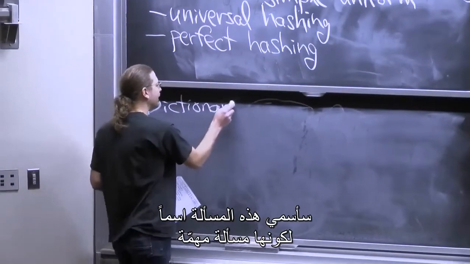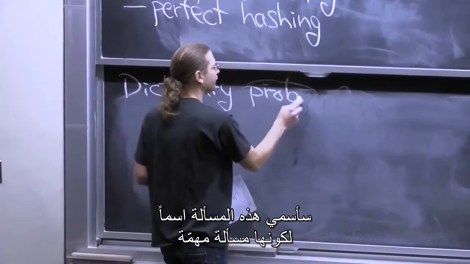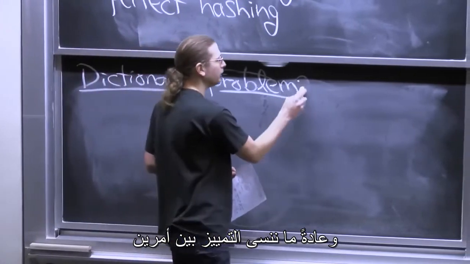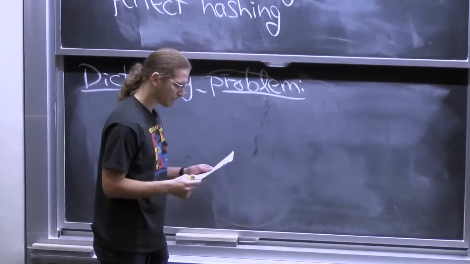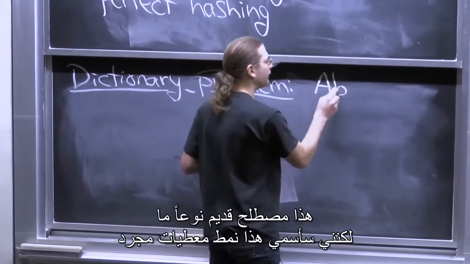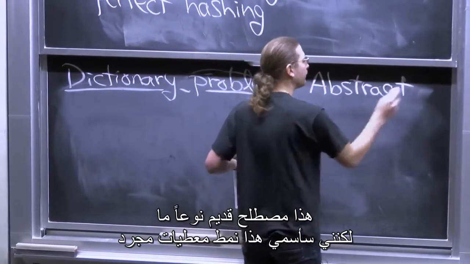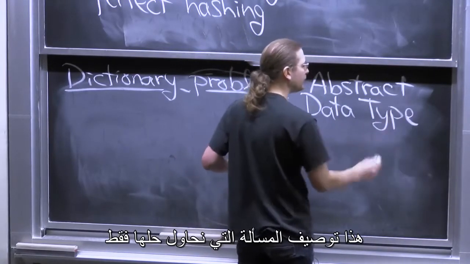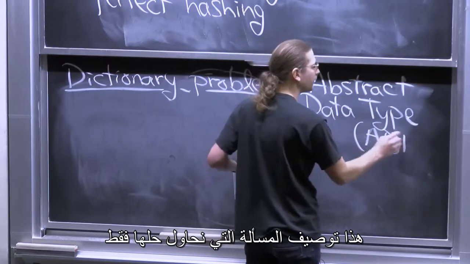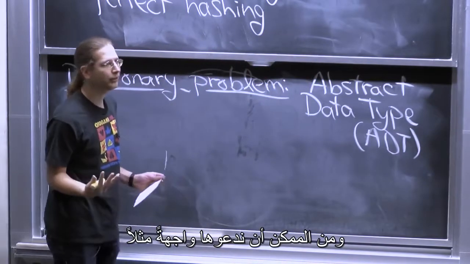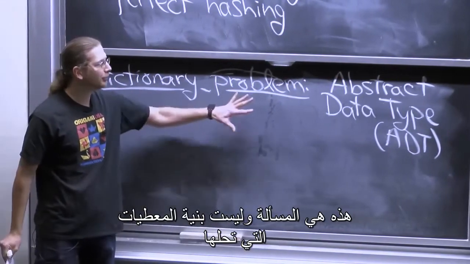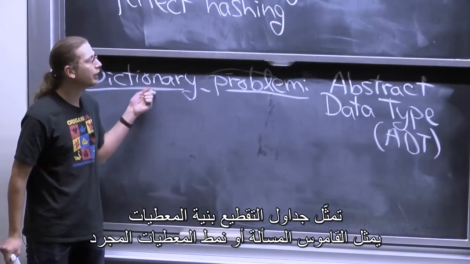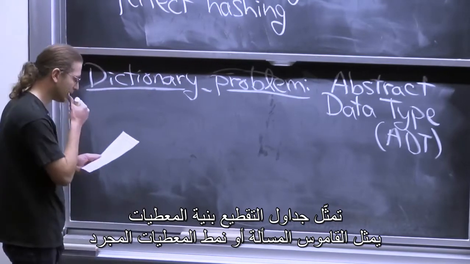I'm going to give this problem a name because it's important, and we often forget to distinguish between two types of things. It's kind of an old term, but I would call this an abstract data type. This is just the problem specification of what you're trying to do. You might call this an interface or something. This is the problem statement versus the data structure is how you actually solve it. Hash tables are the data structure. Dictionary is the problem or the abstract data type.